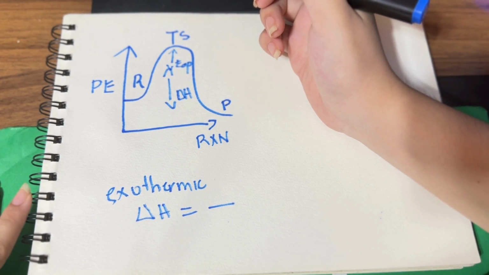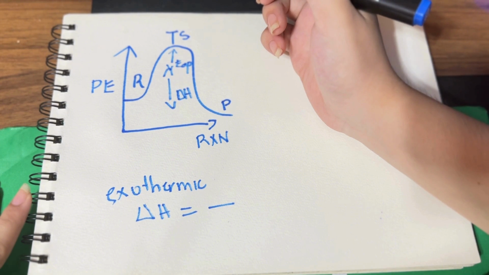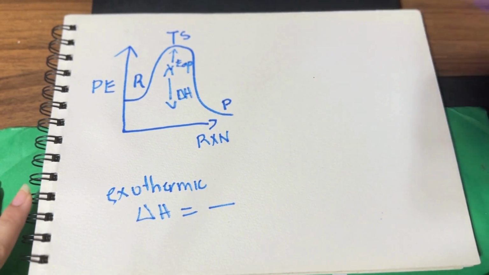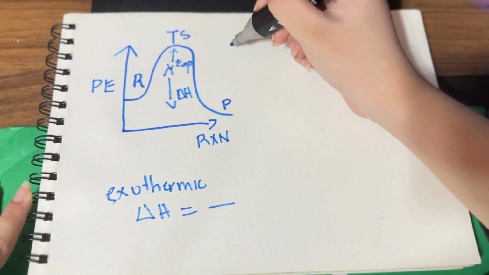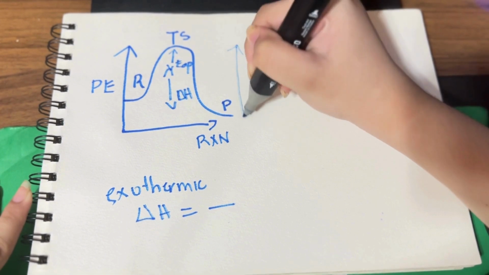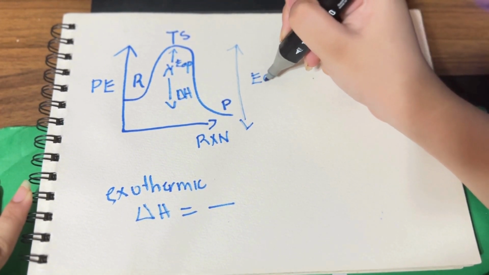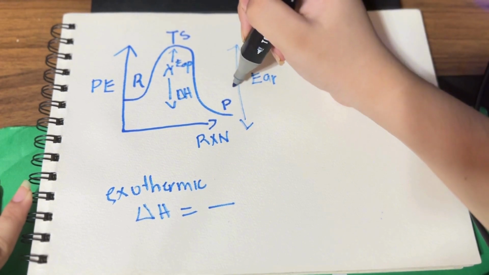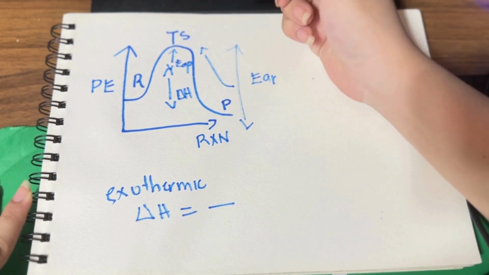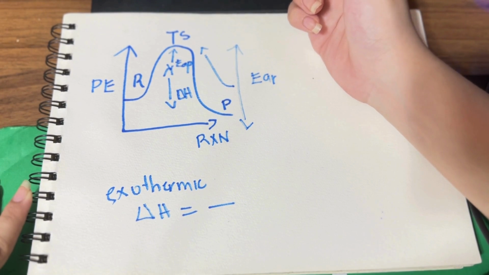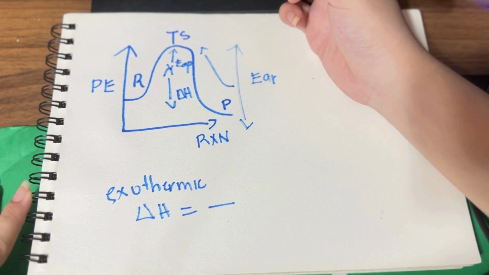Now, what is the energy difference between the transition state and the products? This is the activation energy, but for the reverse reaction. So if you need to go backwards, you go this way. Once you reach the transition state, that's when the reaction takes place. So you need enough energy to reach the transition state.